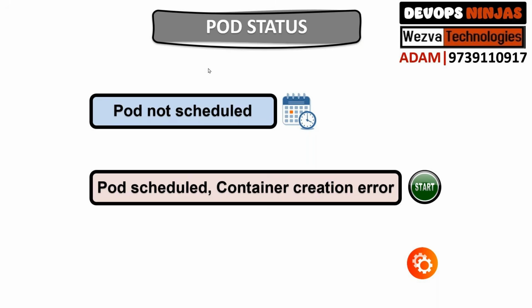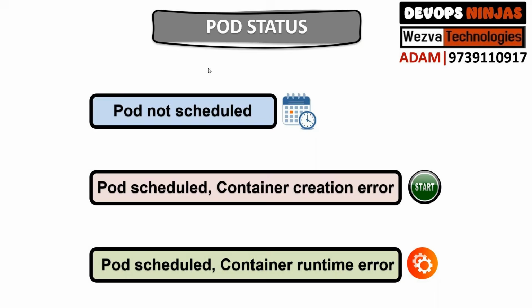Then once the image is downloaded, the container is created, and your container has started running the startup command or the application inside, there could be some issues with respect to the application or the command that you are running in the container, which is what we call the runtime error.